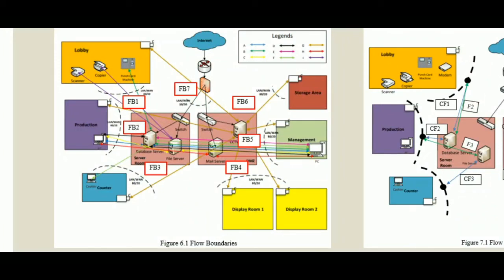For flow boundary 5, applications A, B, C, D, E, F, G, H are included. For flow boundary 6, only application G is included, and for flow boundary 7, the applications included are from LAN 1 to the server before it enters the network connection, and all of these geographic areas are LAN 1.